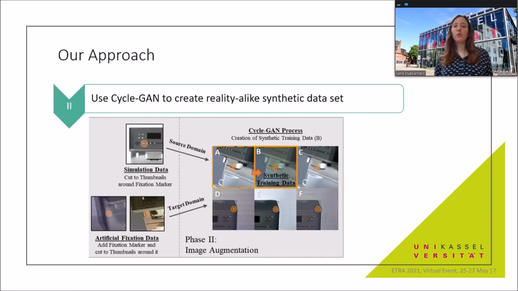Here you can see how the channel shift is performed. To do so, we use a generative adversarial network called CycleGAN. This architecture can be used to translate images between two different domains in the absence of paired examples. In our case, CycleGAN translates images from the domain of the simulation data, which is our source domain, to the domain of the artificial fixation data, which is our target domain. The channel shift can be seen here as it goes from A to B.